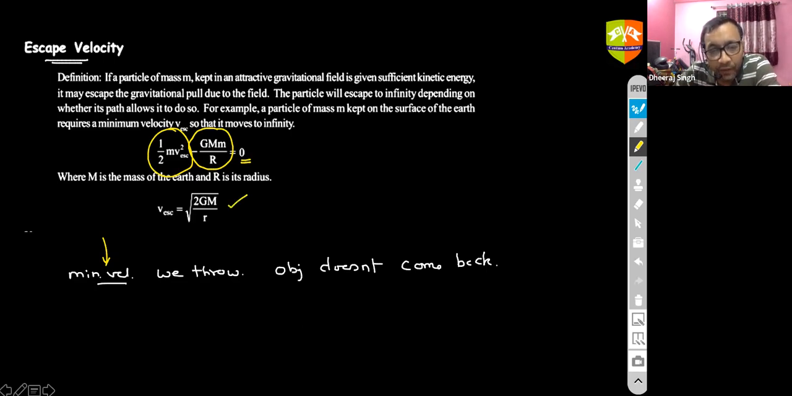Okay. Radius of the planet is R. We know that g is equal to capital G, mass of Earth, divided by R squared. So the escape velocity comes out to be under root of 2gR_E. Fine.